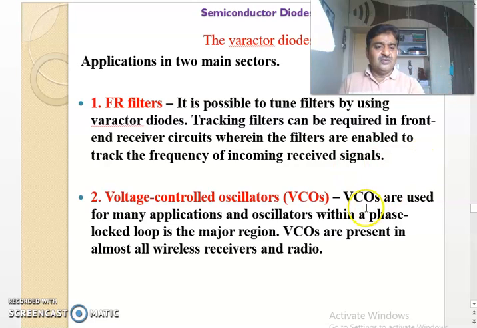The second one is the VCO, voltage controlled oscillators, which are used for many applications, in oscillators within a phase locked loop being the major reason. VCOs are present in almost all wireless receivers and radios. So remember, these are the main two applications of the varactor diode, that is RF filters and what? They are utilized in VCOs, voltage controlled oscillators.